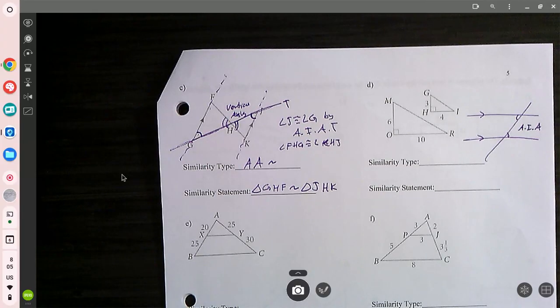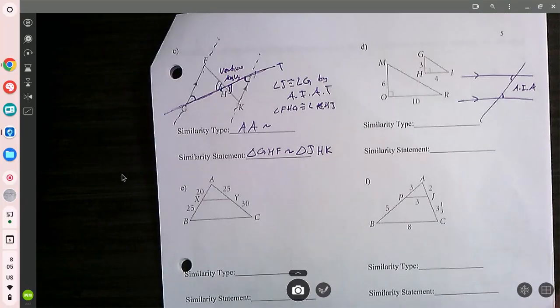Alrighty. Any questions about example problem C? Alrighty. So now we're going to go to E.